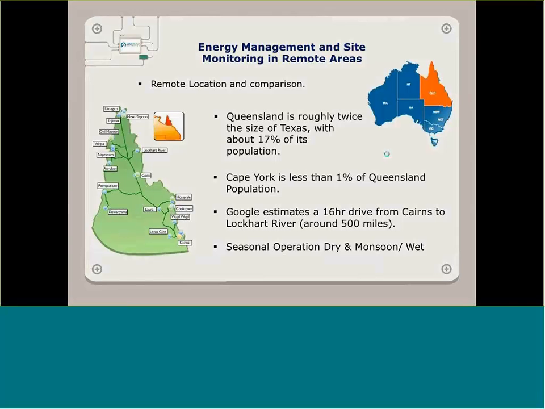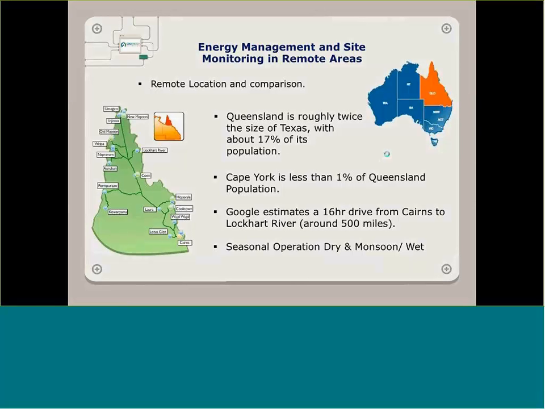The first application, energy management, takes place in some of the remotest parts of Australia. So you can see the map there. We're located in Queensland, the orange state. To give you some frame of reference, Queensland is roughly twice the size of Texas, with about 17% of its population. Cape York is the most northern part of Queensland, and where these sites are located, they only hold about 1% of the state's population. So the physical size of the area is quite large, and the population's pretty low.